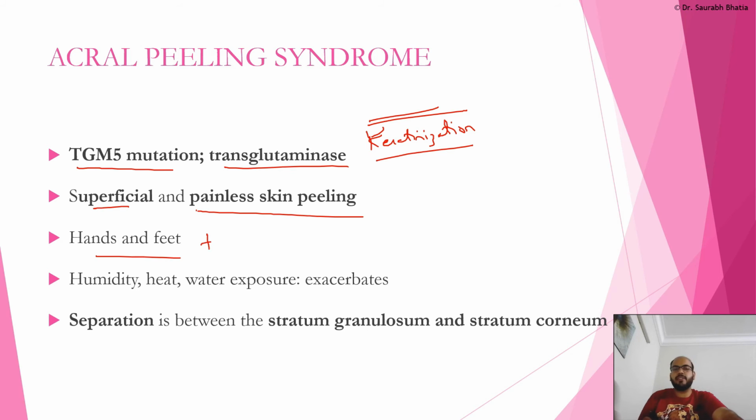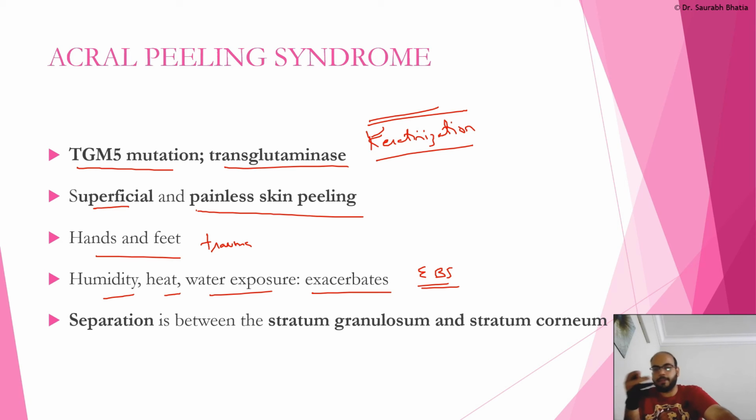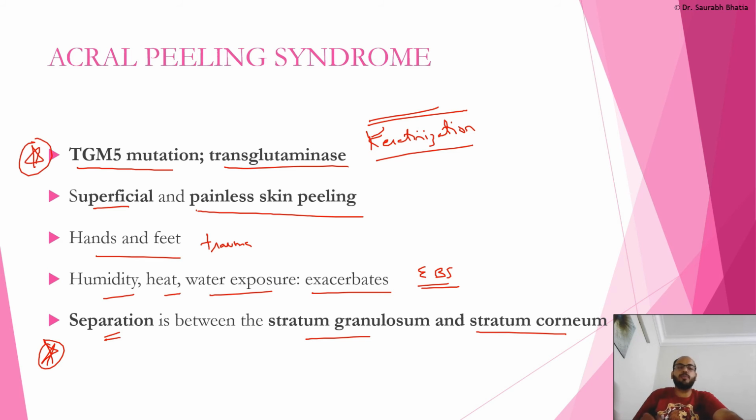Mostly hands and feet are involved because again you need trauma. Humidity, heat, water exposure exacerbates like any other form of EBS. Humidity, moisture is going to exacerbate. The separation is between stratum granulosum and stratum corneum. Now this is the important point. So if you want to remember 2 points in acral peeling syndrome, just remember that the mutation is in transglutaminase 5 and the separation is between stratum granulosum and stratum corneum.